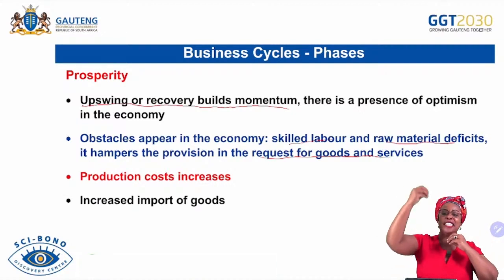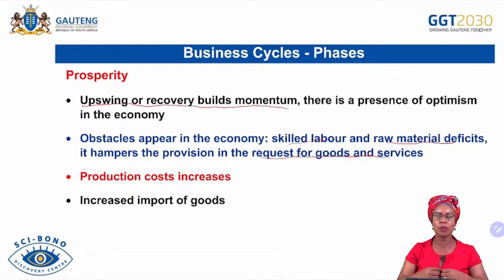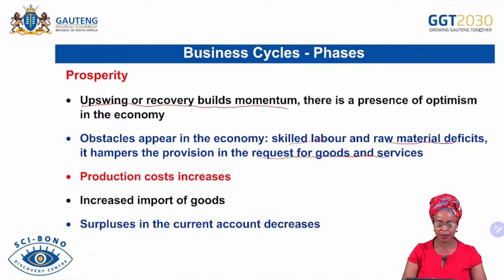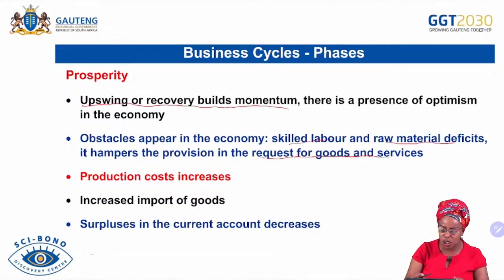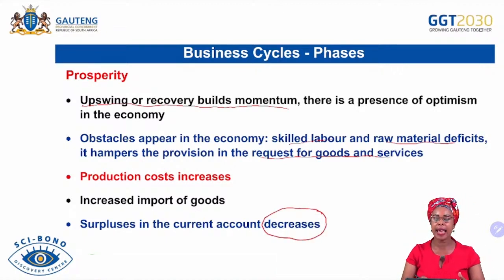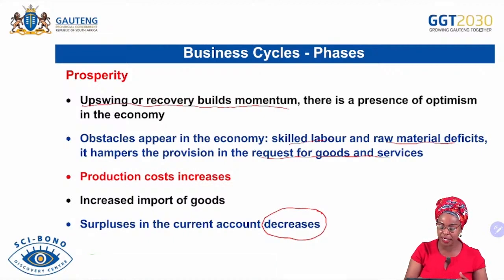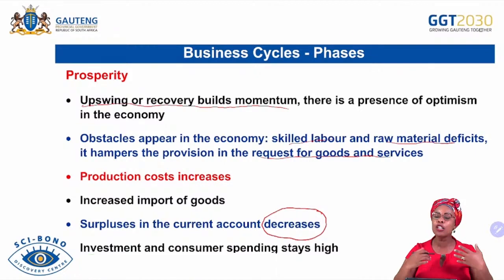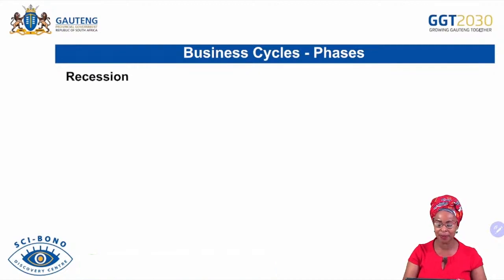People, because they have money, will also import more. So imports will increase more than happened during the recovery. The surpluses in the current account will decrease during this particular phase. So then we will also have a deficit on the BOP. Investment and consumer spending will remain high. Interest rates will increase. Prices are high, interest rates also increase.